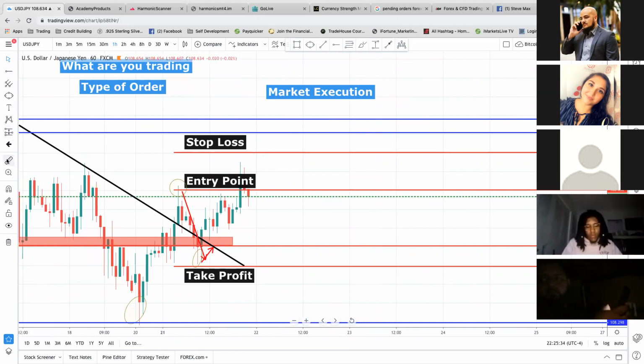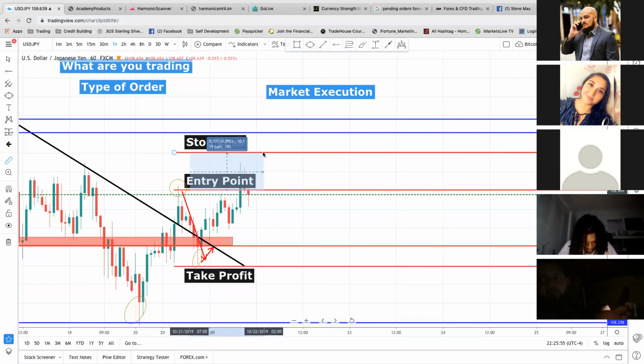So remember, you actually want to catch these pips. This is a sell limit or a sell execution. So you actually want the price to drop down here. But we're going to put a stop loss in the opposite direction so that we protect our account. Yes, don't risk more than 3 to 5% per trade. Very, very important. So they're going to give you a stop loss.